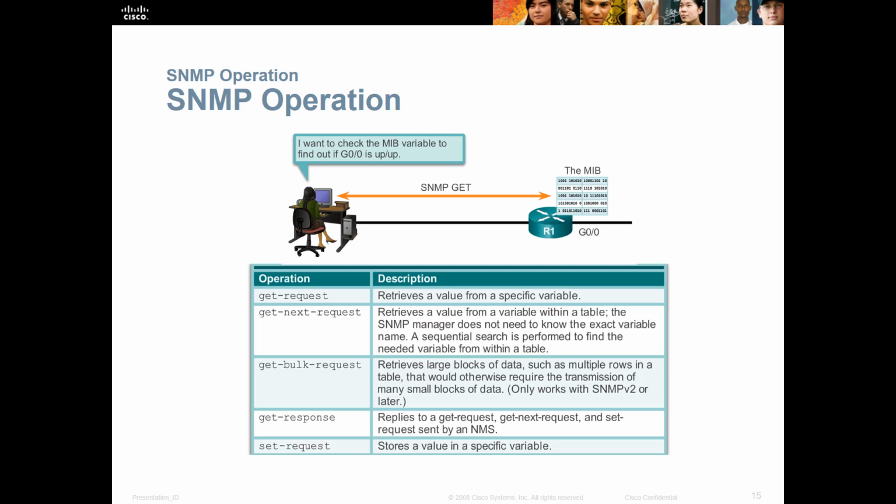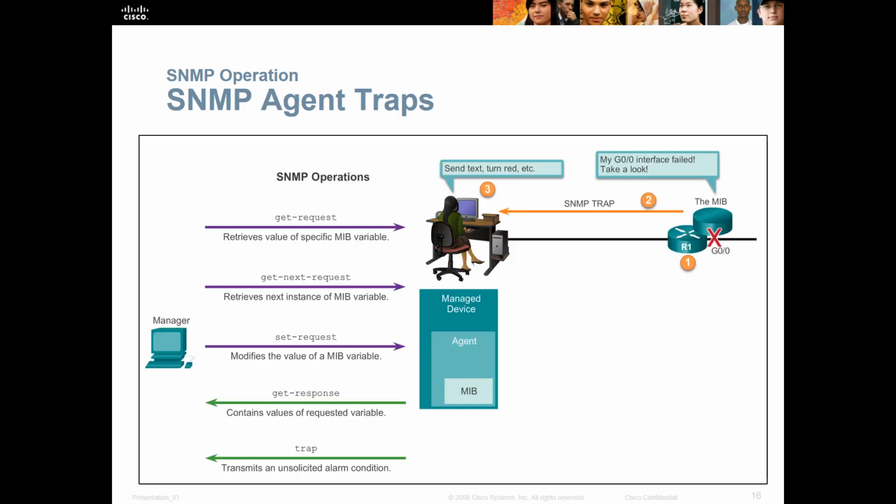We have a get request, a get next request, a get bulk request, a get response, or set request. Those are the general commands, and there's the descriptions for each one of them. The more important one is the agent traps. Here is an example of how we'd set this up.